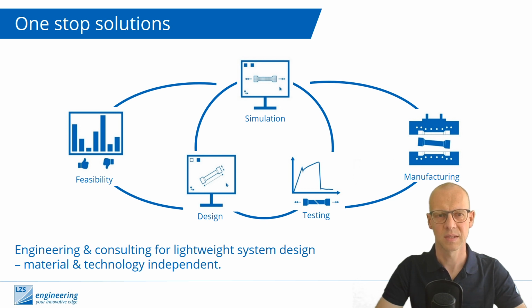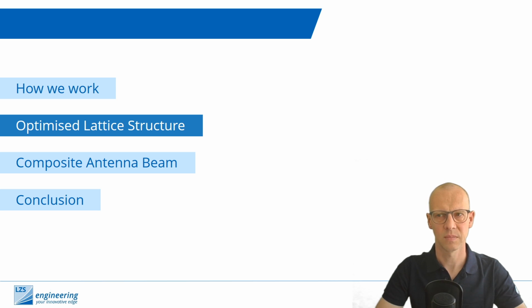For the first steps. And so now let's hop into the examples. The first example will be an optimized lattice structure. Here I want to go a step aside from the real work we've done and to start with some thoughts about composites.